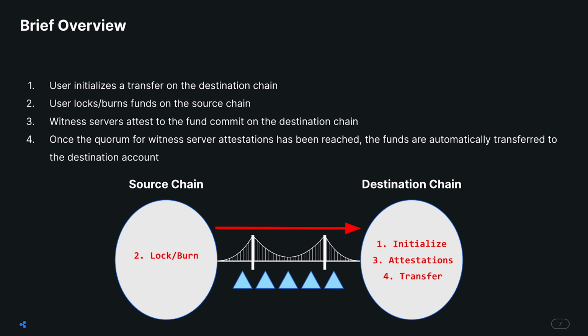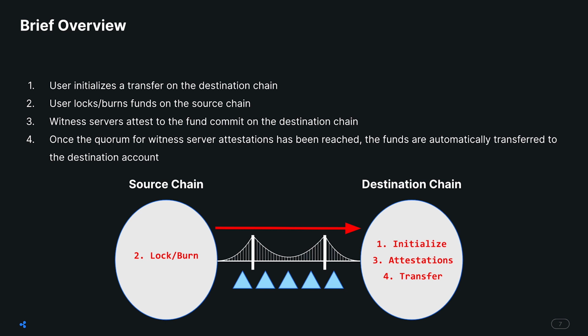So you actually start on the destination chain, you initialize the transfer, and then you lock your funds or burn them on the source chain. And then you have these things called witness servers that essentially attest to the funding commit on the source chain, and they put that attestation on the issuing chain. These witness servers are essentially acting as oracles because these two chains don't have any way to talk to each other. They're their own silos. They don't have any way to directly communicate with each other.